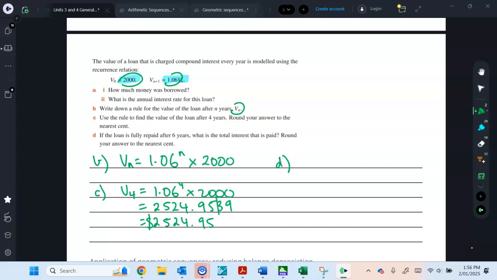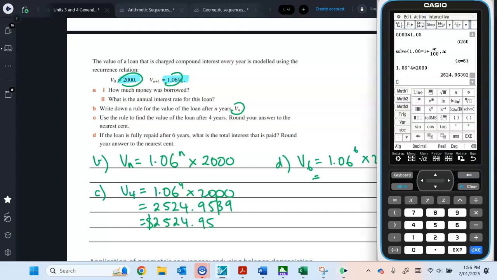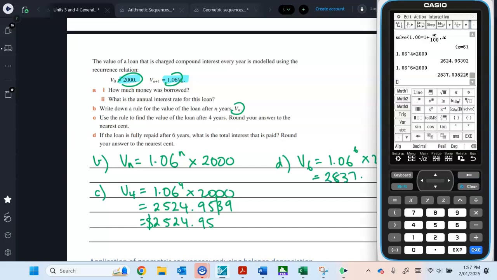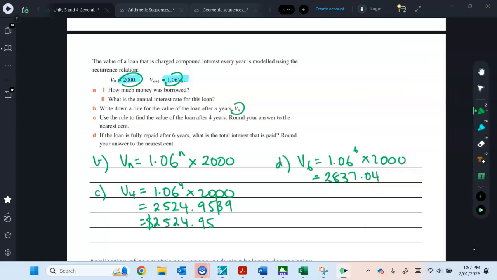All right, so a little bit different to what we've done before. So after 6 years, we're doing V6 this time. So we already had the rule. Now on our calculator, I can just drag, oops, I've got a 0 there, just drag that down. Instead of to the power of 4, it's going to be to the power of 6. So 2837.0.4. Now on an exam, I probably wouldn't bother writing this down, unless it was worth more than 1 mark.